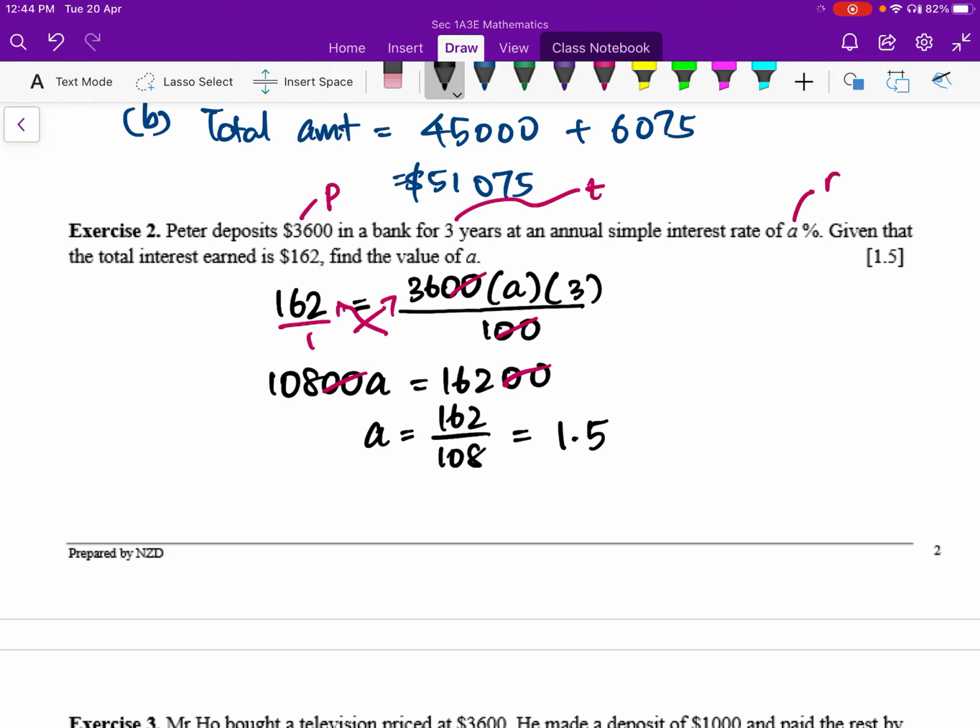Please do not confuse this with the interest rate. If they ask you for the interest rate, your answer is 1.5%, which is 1.5 over 100. Now they want the value of A, which is simply 1.5.